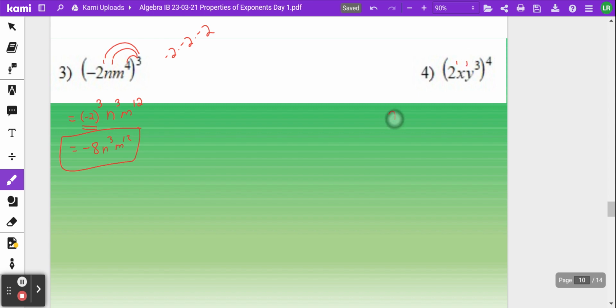For number 4, put my exponents where they're needed. Okay, so I'd have 2. 1 times 4 is 4. For the x, 1 times 4 is 4. And for the y, 3 times 4 is 12. The only thing I need to clean up is 2 to the 4th power. And 2 to the 4th power, 2 times 2 times 2 times 2, that is 16.